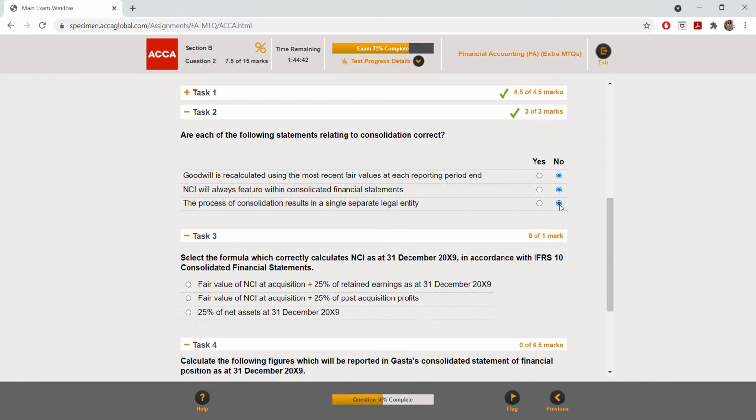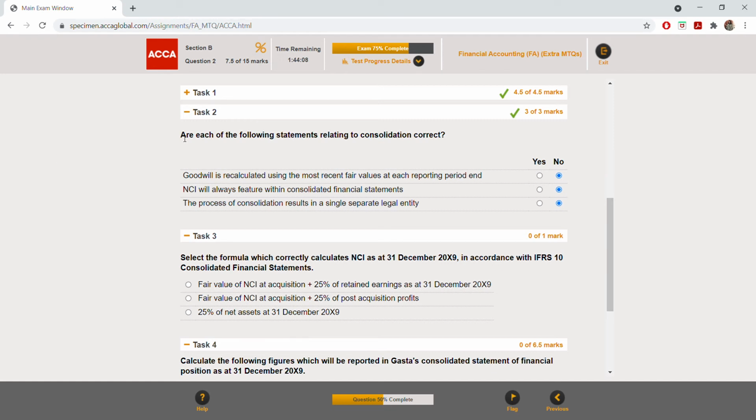Consolidation is like an accounting requirement, which represents the group as a separate legal entity. But parent and subsidiary are separate legal entities. Next one: if a subsidiary, here NCI will not come always. Why? Because if the subsidiary is 100% owned, there will be no NCI, right? NCI only comes when it is less than 100%.